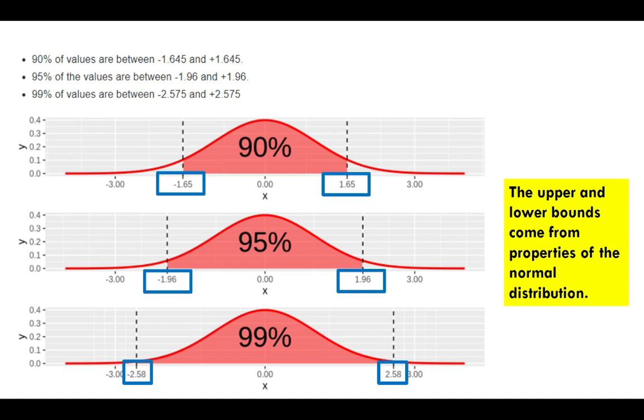Remember that we've been using these upper and lower bounds in our distribution, right? So you see that 90% of our observations fall between positive and negative 1.65, 95% between positive and negative 1.96, and 99% between negative and positive 2.58. And we used those to construct our confidence intervals. So this is something that should be familiar to you already.